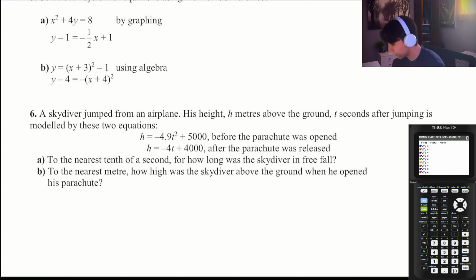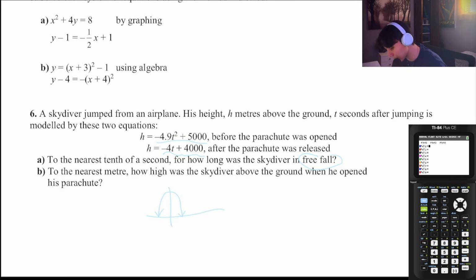Alright, so here we have question number 6, and what it reads is: a skydiver jumped from an airplane. His height, h in meters above the ground, t seconds after jumping, is modeled by these 2 equations. So we have this one, which represents the height before the parachute was opened, and the height after the parachute was released. We need to find the intersection between these 2 to determine how long the skydiver was in free fall, because this first graph is going to be a parabola.